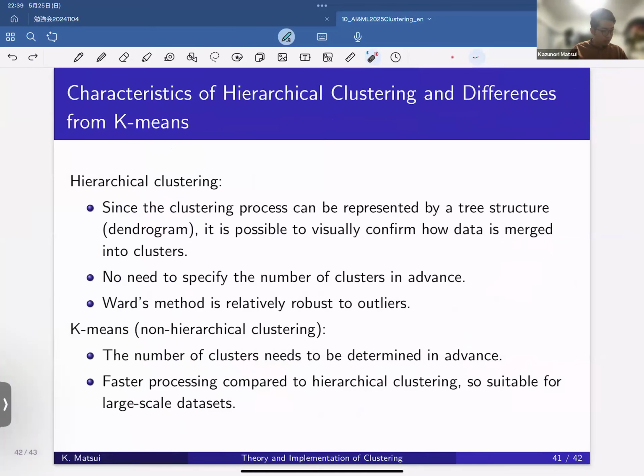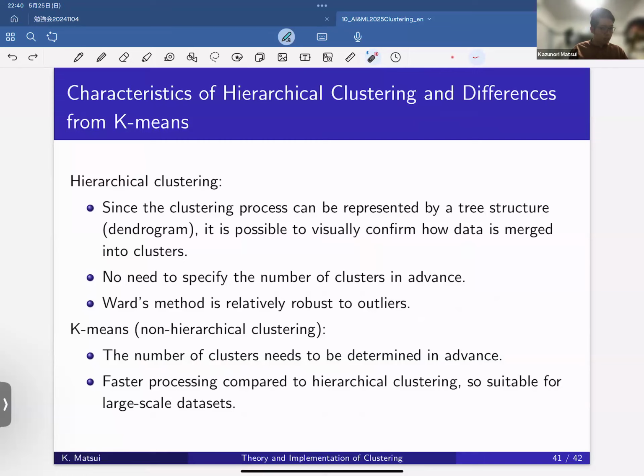Hierarchical clustering can represent the clustering process as a tree structure with a dendrogram. So we can visually confirm how data is merged into clusters. Also, not needing to specify the number of clusters in advance is a good point. Also, Ward's method is known to be relatively robust to outliers.